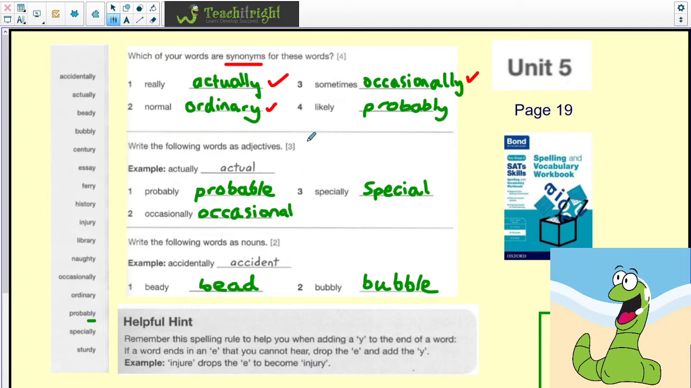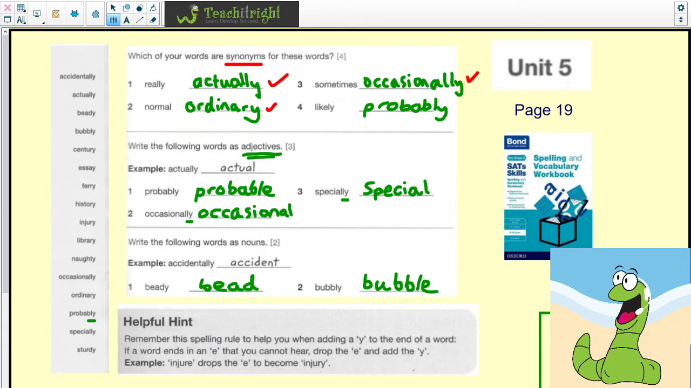Probably, likely, probably. And then we've got probably and probable, and then we've got occasionally and occasional, and then we've got specially and special. So write these following words as adjectives, so as describing words. As you can see, very often we're dropping the Y and then adding an E, occasionally slightly different, and specially we're just taking the LY away to turn them into adjectives. Adjectives being describing words. Write the following words as nouns. So we've got beady, and then we've got bead, a bead. If you think of a bead, that's a noun. And then we've got bubbly, and then a bubble being the noun.